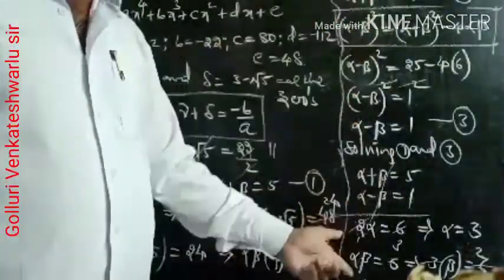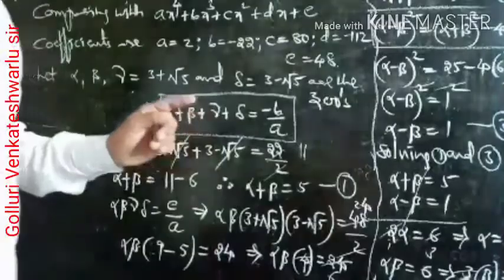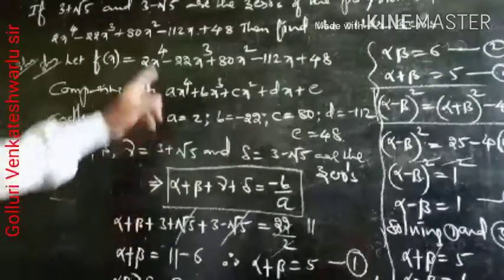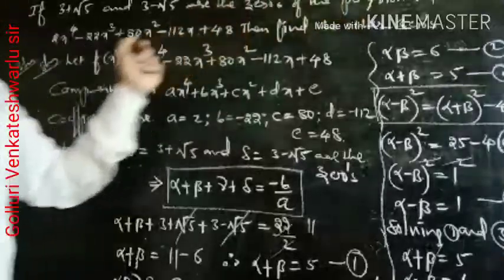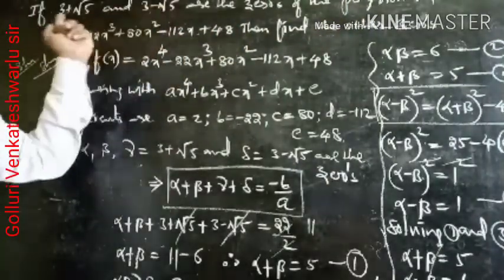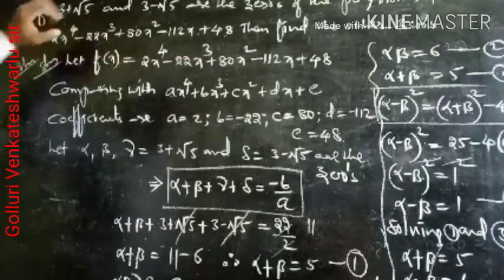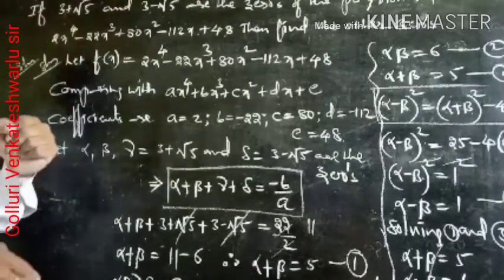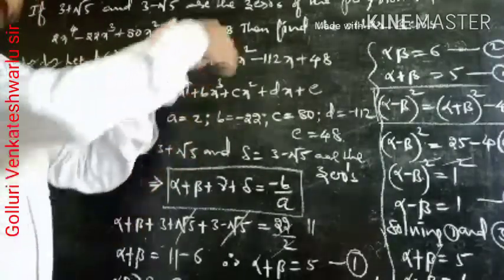Now let me tell you another method, different from this one. First of all, what did I do here? Let me say it once again. Look at here. So here what is the given problem? What is given in the problem? Look at the statement. 3 plus root 5 and 3 minus root 5 are the zeros of the biquadratic polynomial. Two zeros of a fourth degree polynomial. So with the help of the relation between zeros and coefficients, we need to find the remaining two zeros.